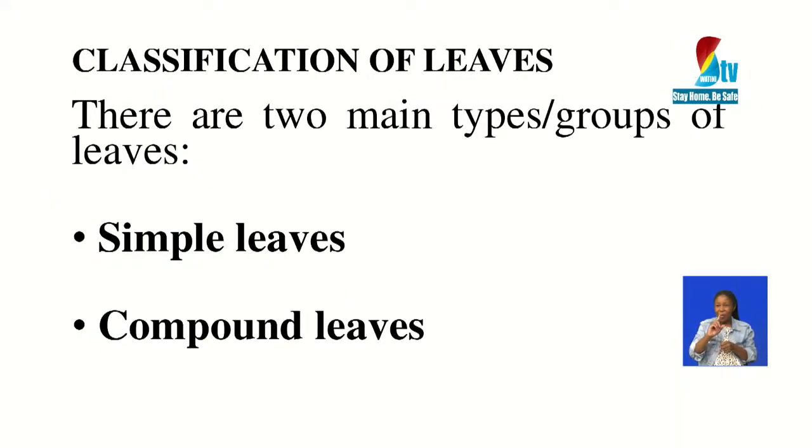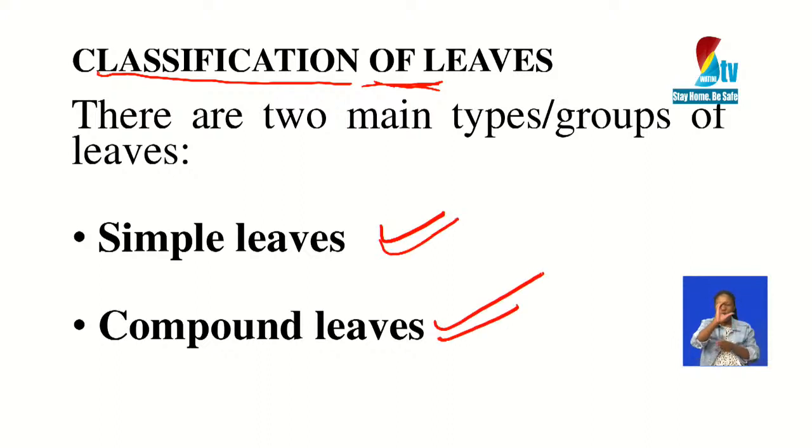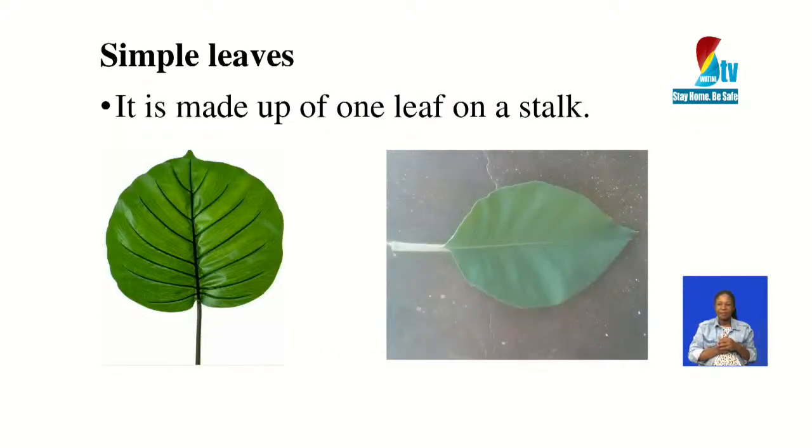So now we're going to move on and talk about the classification of leaves. Leaves are classified into two main groups, or two types of leaves. The first one is the simple leaf. The second one is the compound leaf. We have simple leaves and compound leaves. So what are simple leaves?